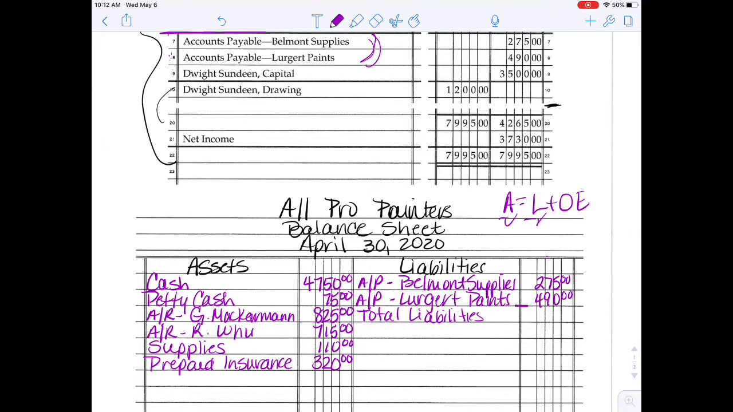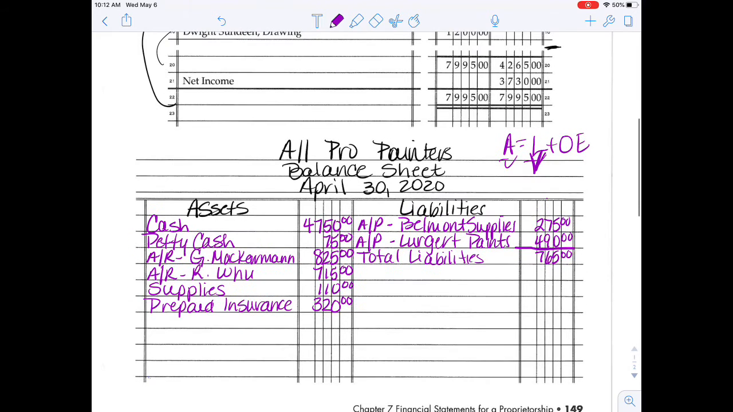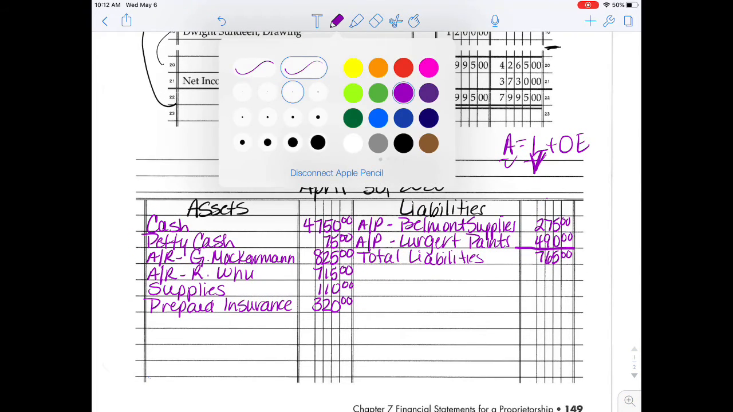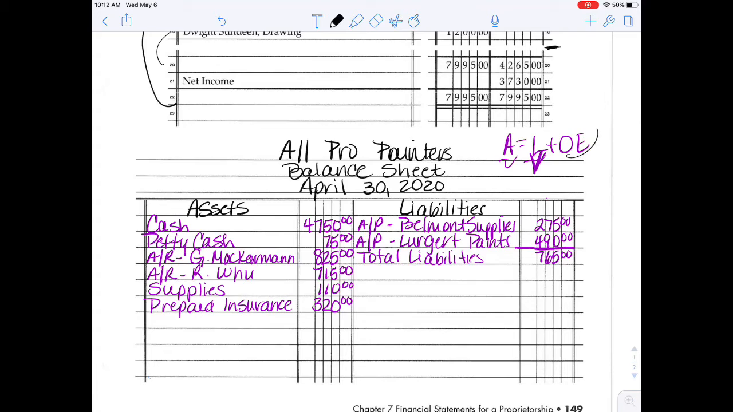I'm going to put a line underneath because I'm doing a math equation. And if I add these two together, total liabilities is $765. Perfect. Now I can say I'm done that one. Now I'm going to go back to my third section, owner's equity. I'm going to center this because it's my third section heading.